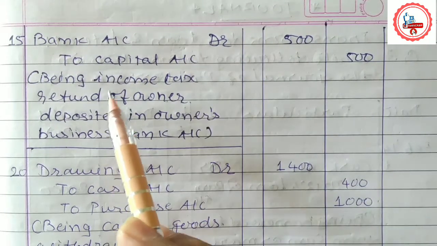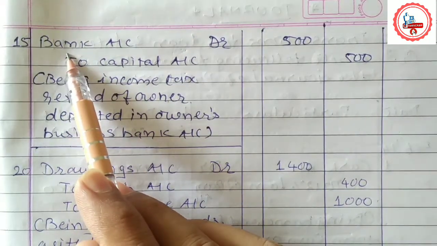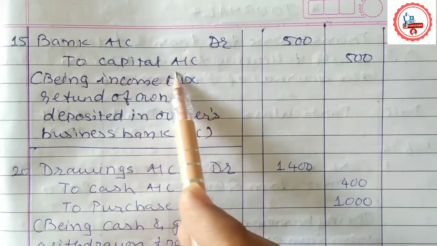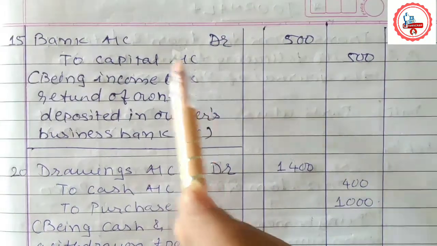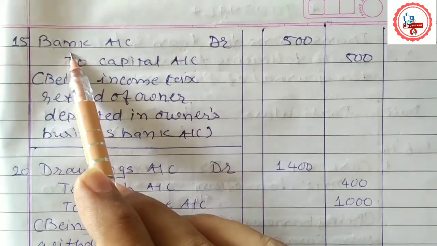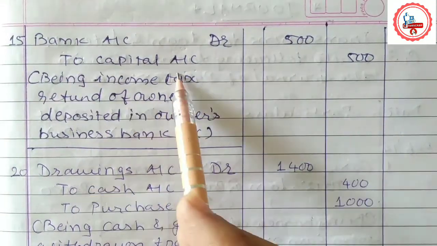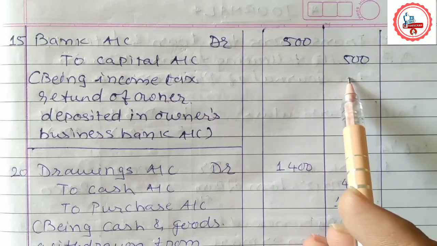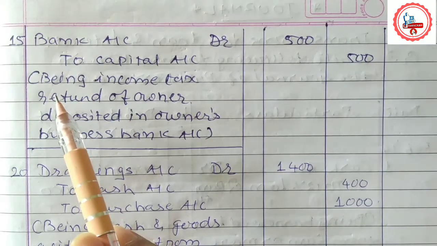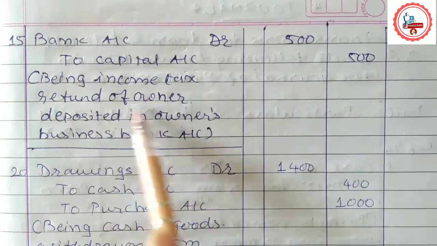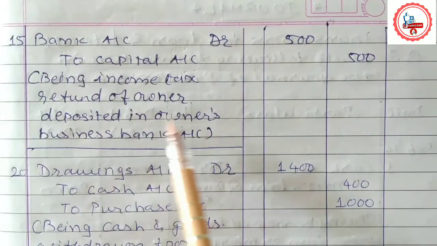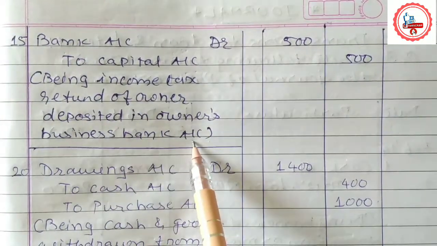So the journal entry would be: we have deposited into the bank. That's why bank is a receiver, and such amount was of the owner himself. That's why the journal entry would be bank account debit to capital account 500, 500. Narration: Being income tax refund of owner deposited in owner's business bank account.